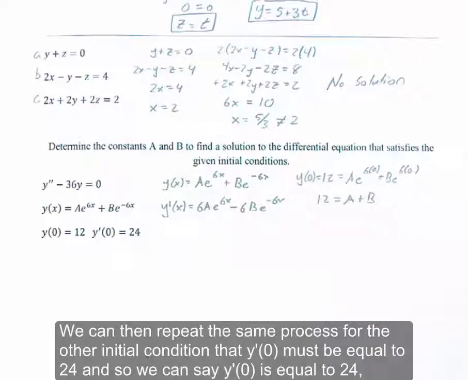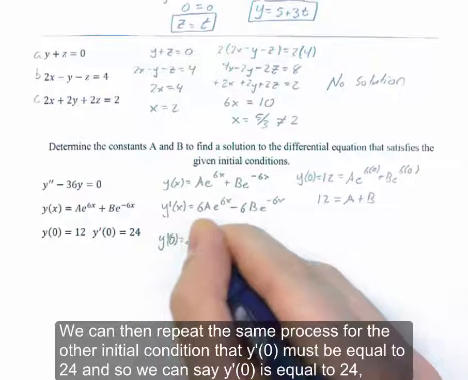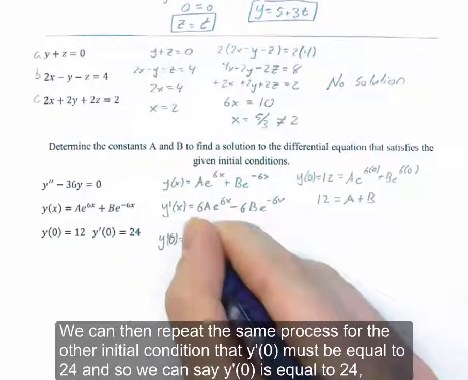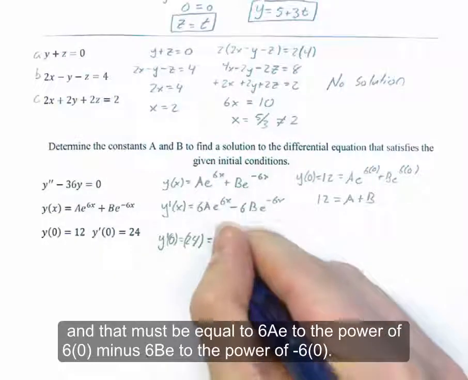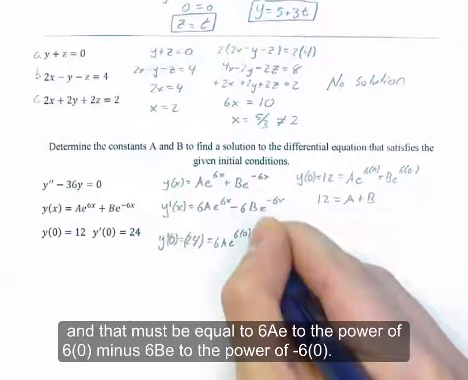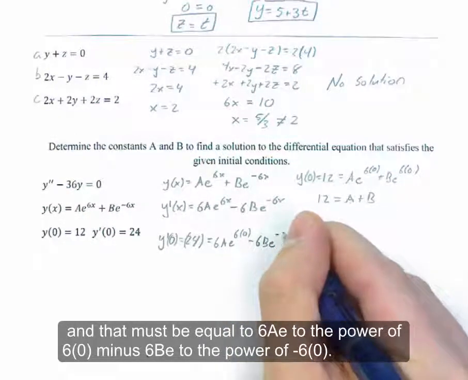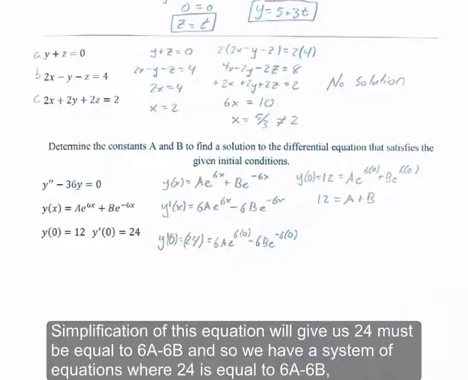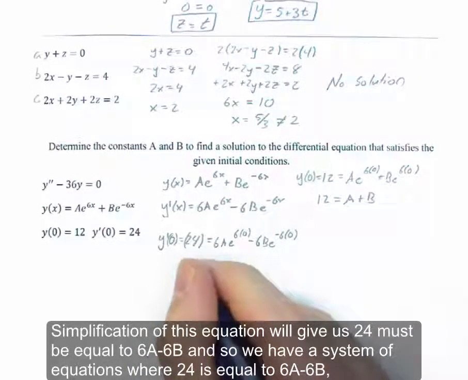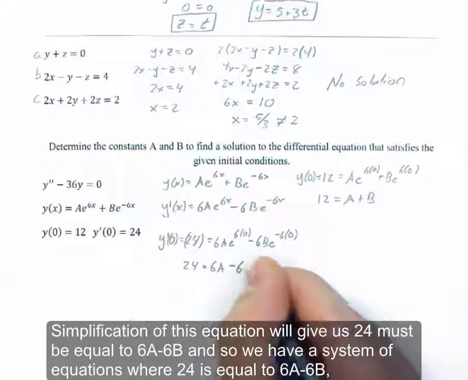We can then repeat the same process for the other initial condition that y prime of 0 must be equal to 24. And so we can say y prime of 0 is equal to 24. And that must be equal to 6 times a times e to the power of 6 times 0 minus 6 times b times e to the power of negative 6 times 0. Simplification of this equation will give us 24 must be equal to 6 times a minus 6 times b.